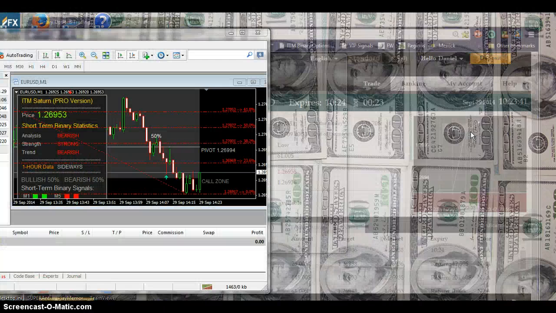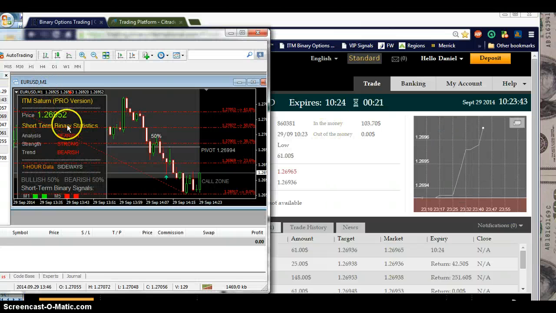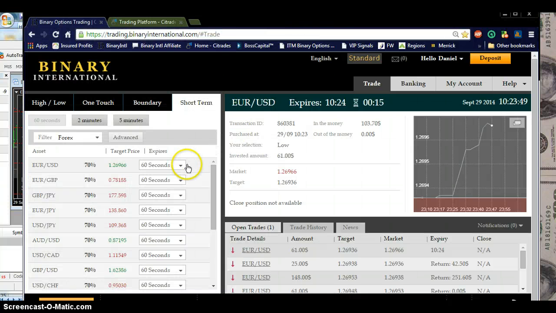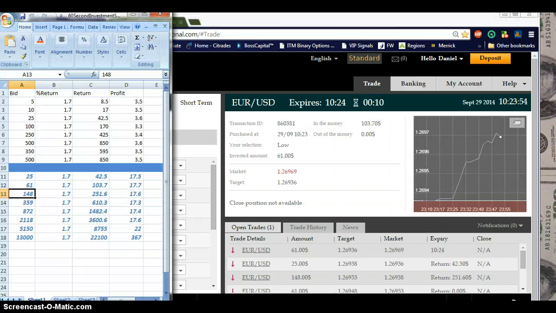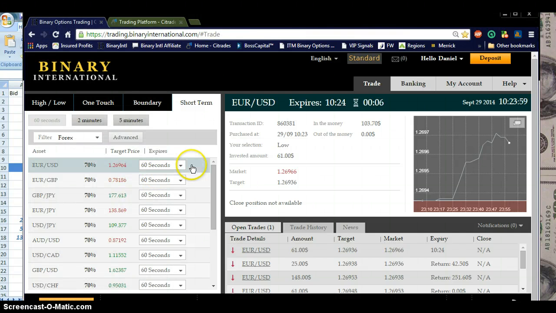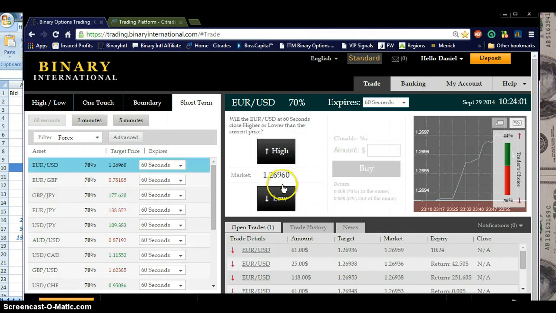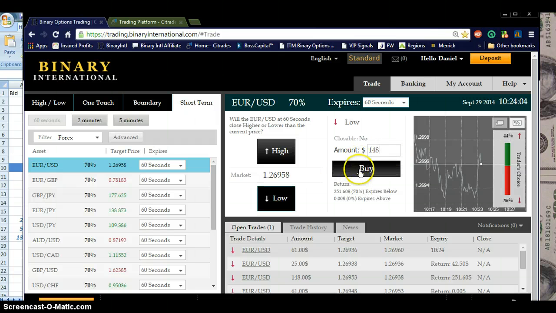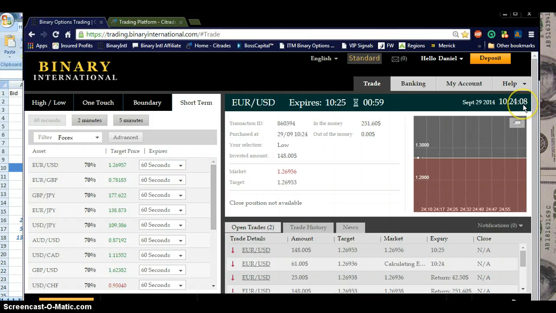Our indicator is indicating a strong bearish, so we are going in that direction. Although it's been 50-50, so kind of up and down. We are 15 seconds away. I've got to pull up my cheat sheet. 148's got to be my next one. Low. 148. Buy it. Oh, I wish I had. I'm still not on the right time frame.